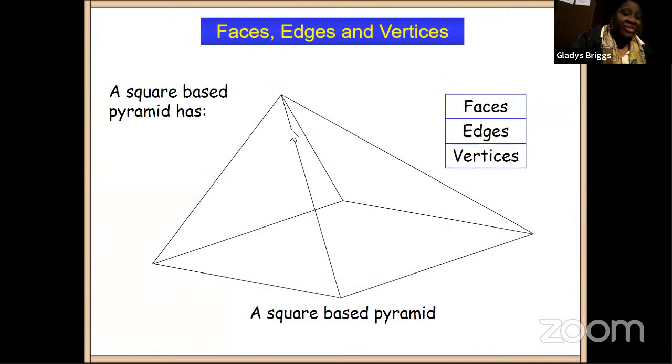Okay, now you have a square-based pyramid. I want you to draw that shape. Write the number of faces, number of edges, and number of vertices, and then we'll check, okay? Let me go get my timer. I'm going to give you 5 minutes to do that.